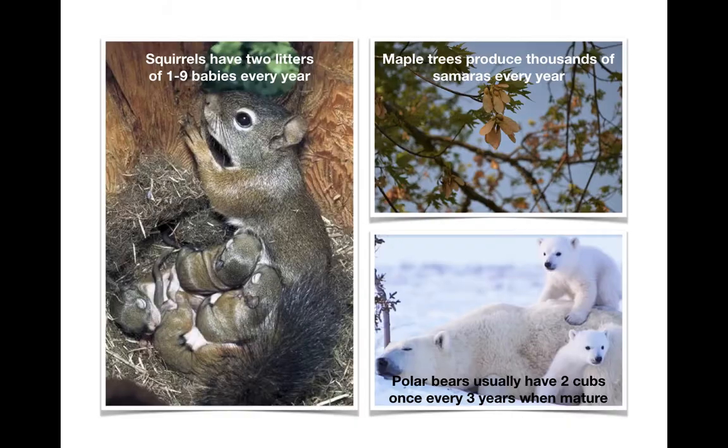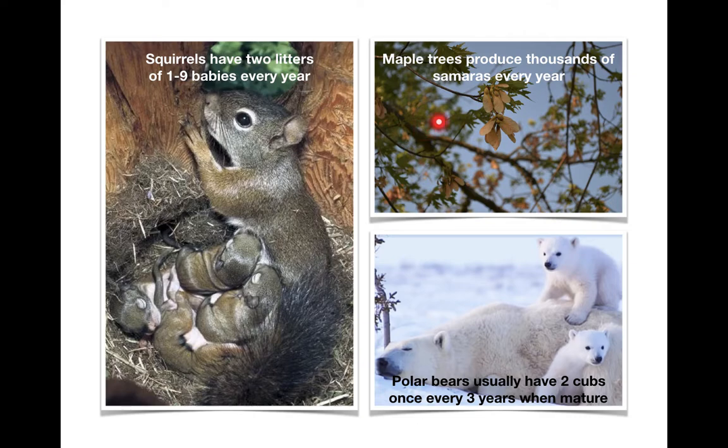Let's look at some other examples here. So here I have 3 examples. I want you to think to yourself, which type is each one? So we have a squirrel, and these are gray squirrels. They have 2 litters from 1 to 9 babies every year, 1 in the early spring, 1 in the early summer.